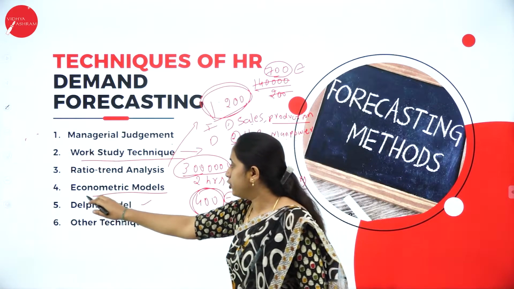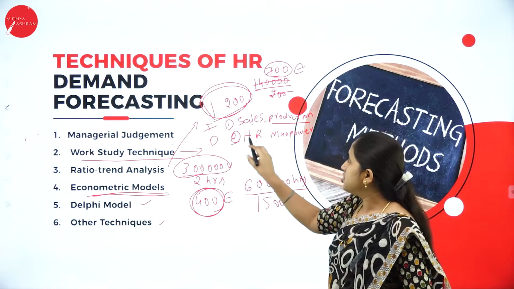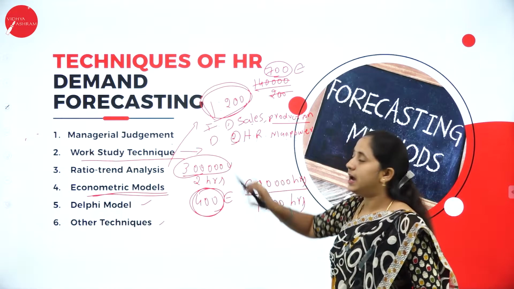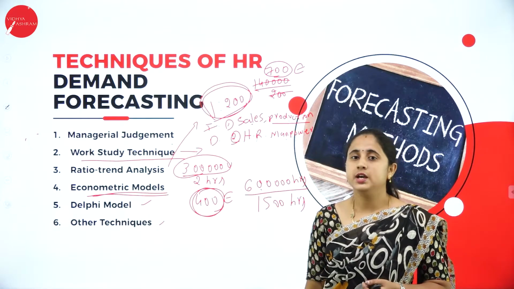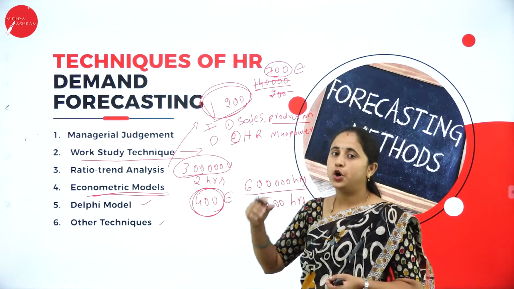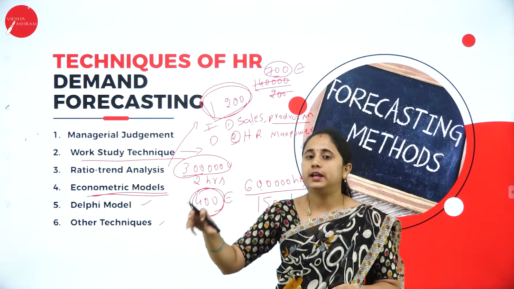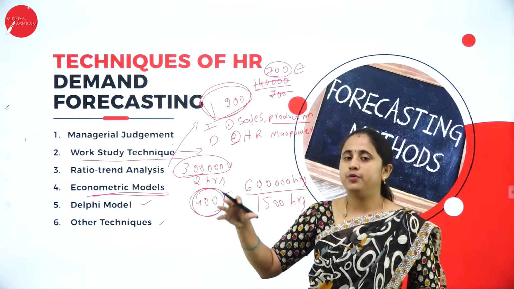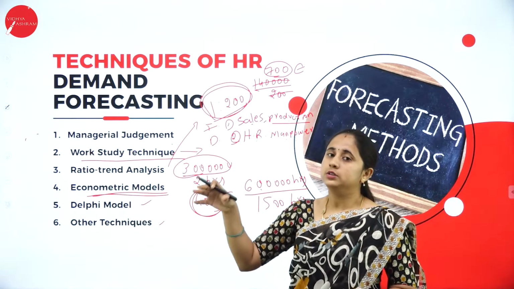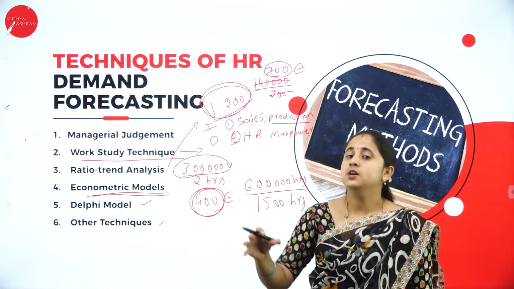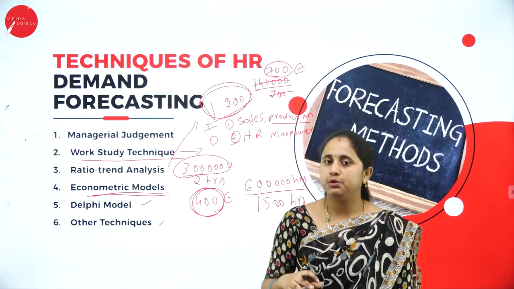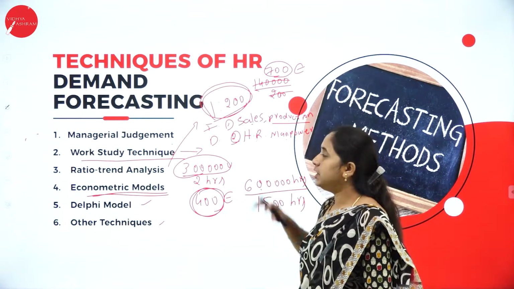So here under the econometric model, we are going to establish a relationship between the independent and dependent variables in order to predict the human resource requirement. That means you are first going to consider the independent variable, so the number of sales units or the number of units to be produced for the future project. Then you will consider the dependent variable. You are going to predict for the dependent variable.